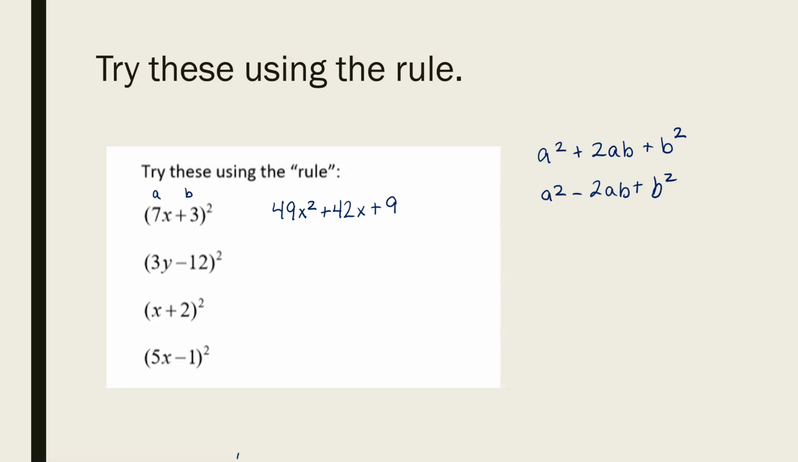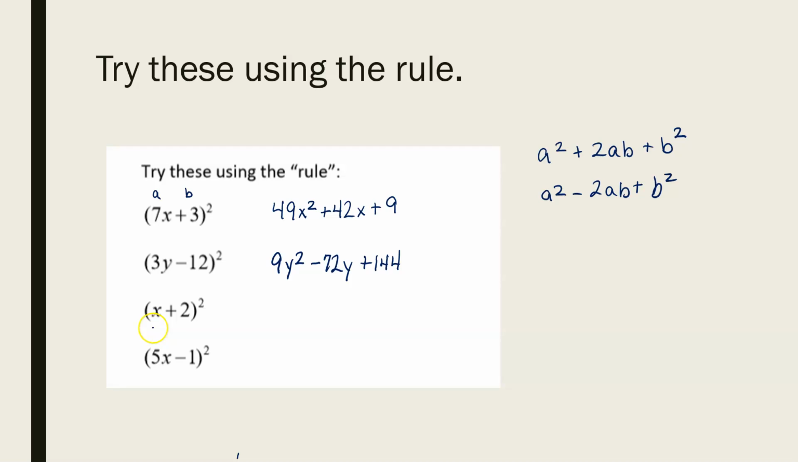Okay, let's do another one. So your a squared is 3y squared, which is 9y squared. I'm going to take 3y times negative 12, which is negative 36y, times 2 is negative 72y. If I square negative 12, negative 12 times negative 12, it's positive 144.